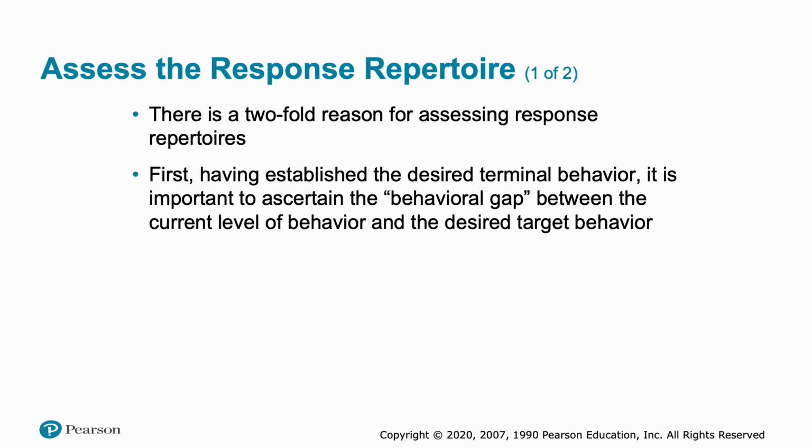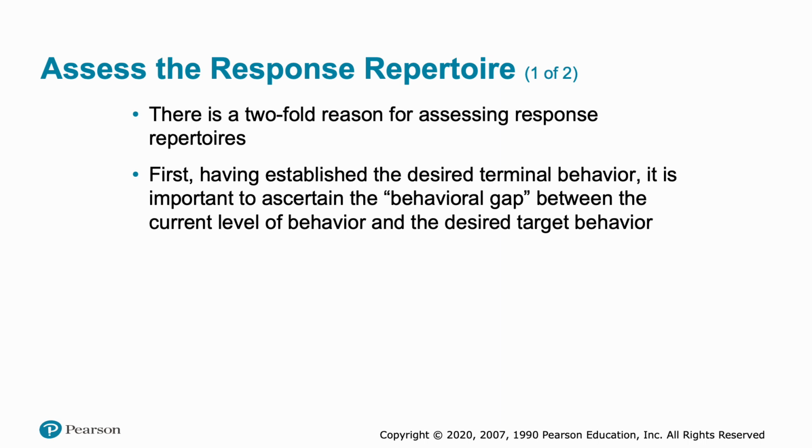Okay, so now that you have determined what the terminal behavior is and you're getting ready to get started with your shaping procedure, you want to make sure that you have assessed what skills that learner has in their repertoire. Let's say that there is a range of behaviors that a person can engage in prior to meeting that specific behavior that you want to work on. Where do they fall within that range?